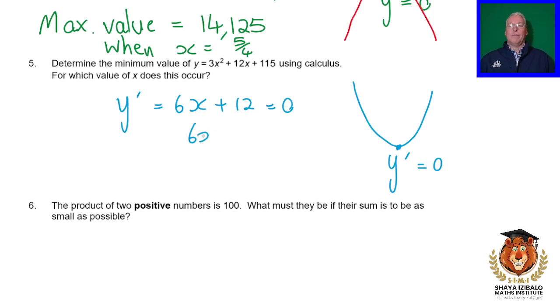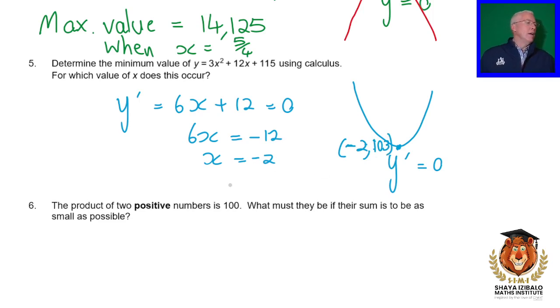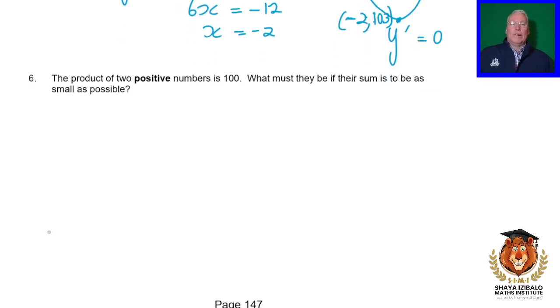So 6x is minus 12. If we subtract 12 from both sides, x is minus 2. That's the x value of that point. To find the y value, we're going to substitute minus 2 in here. We're going to get 12 minus 24, that's negative 12, plus 115. I think we get 103. 103. Okay. All right.